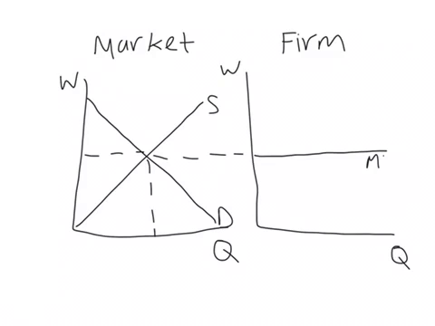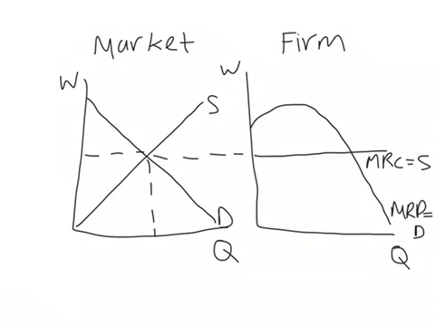The marginal resource cost is also equal to the supply. The other curve in the firm is the marginal revenue product curve, which first goes up and then slopes down because of diminished marginal returns. And the marginal revenue product curve is equal to the demand. In the firm, the point where MRC intersects with MRP is the profit maximizing point and will show us how many workers the firm should hire.